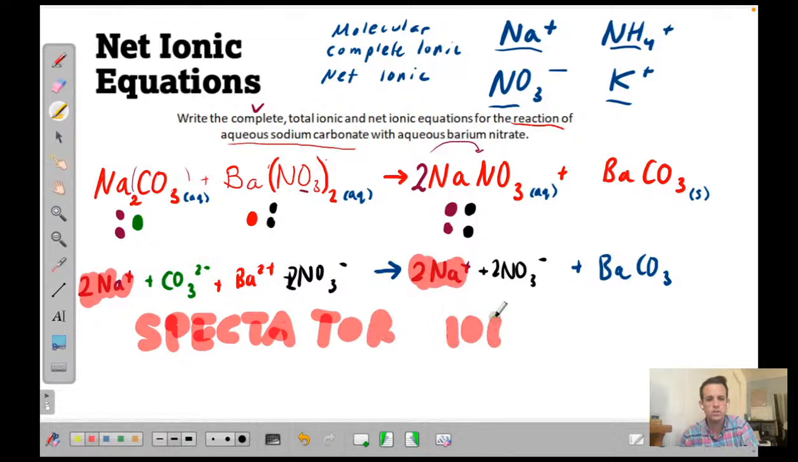Spectator ions. They're just watching the show. They're not really doing anything. And we also have that the case with the nitrate. So we're going to remove them from the final equation.